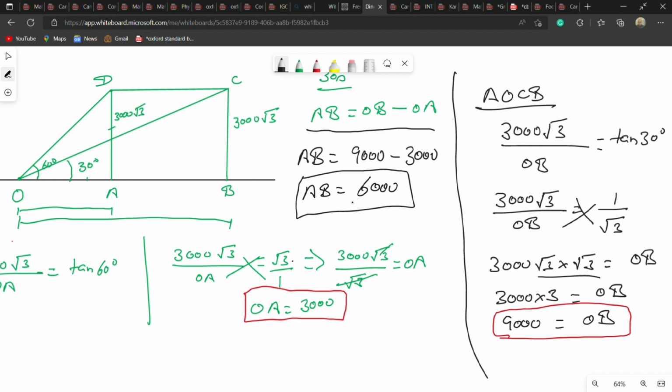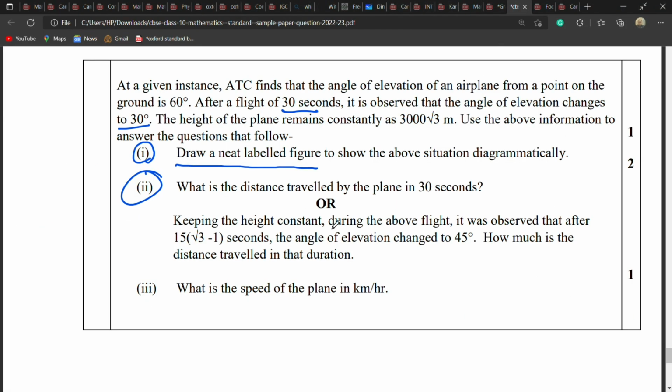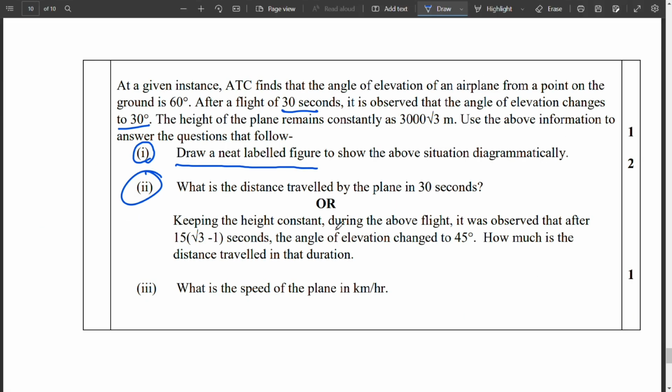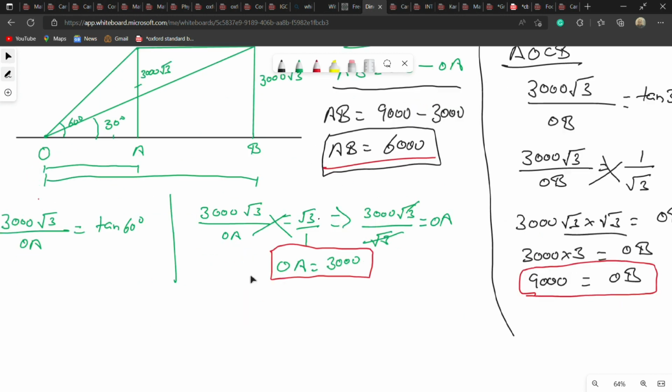So AB is 6000 meter, and it has flown in 30 seconds. Now the second part, the optional part: keeping the height constant during the above flight, it was observed that in 15 root 3 minus 1 seconds, the angle of elevation changed to 45 degree. How much is the distance traveled in that duration? So again, we have to find the distance traveled in 15 root 3 minus 1 seconds. So let's draw the diagram for this, going back to the whiteboard.